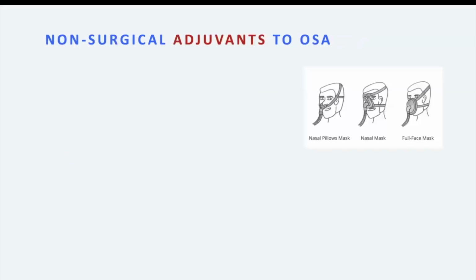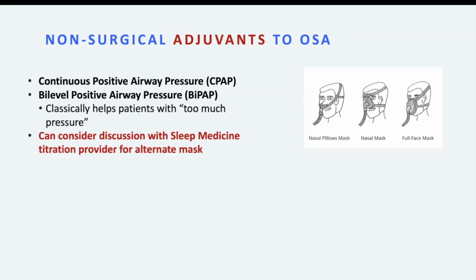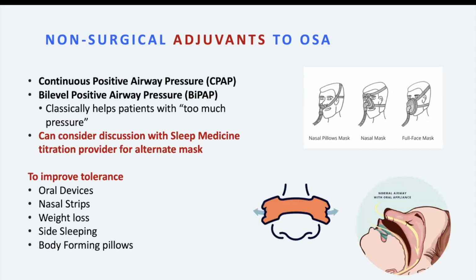Non-surgical adjuvants to OSA treatment include different types of masks, as shown here: nasal mask, full face mask. Continuous positive airway pressure, CPAP, and bilevel positive airway pressure are the two main types used. BiPAP classically helps patients with too much pressure, and you can consider discussion with the sleep medicine titration provider for an alternate mask. To improve tolerance, you can consider other adjuvants like nasal strips, oral airways, oral devices, weight loss, side sleeping, or body-forming pillows.